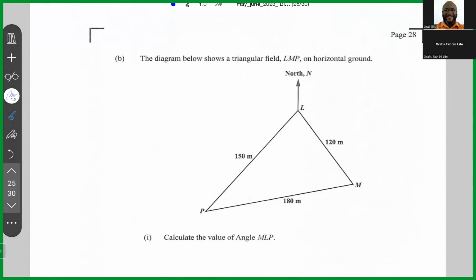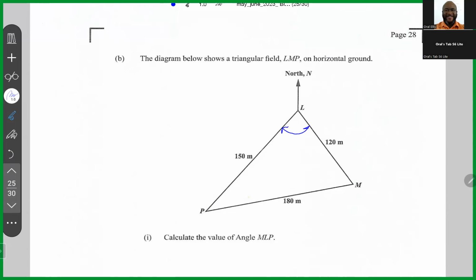All right, let's go for the B part of the question. In the B part of the question, we're told that the diagram below shows a triangular field, L, M, P on horizontal ground. We're to calculate the value of angle MLP. So that's this angle here. We're to calculate the value of this angle.